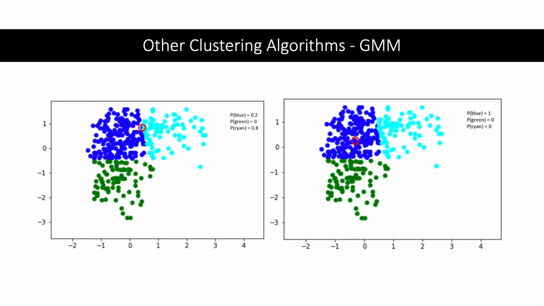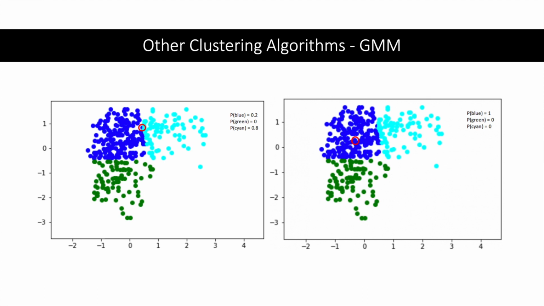Okay, let's see with an example how GMM works. Here in this picture, we have 3 clusters that are denoted by 3 different colors: blue, green, and cyan. Let's take the data point highlighted in red. The probability of this point belonging to the blue cluster is 1 in the example on the right, as you can see, and the probability of belonging to green and cyan is 0.